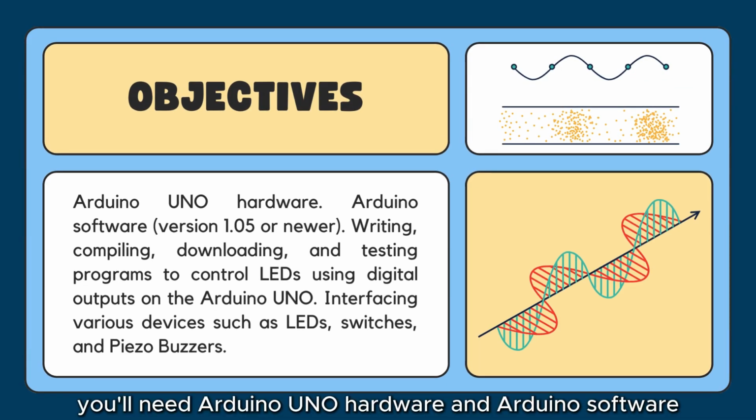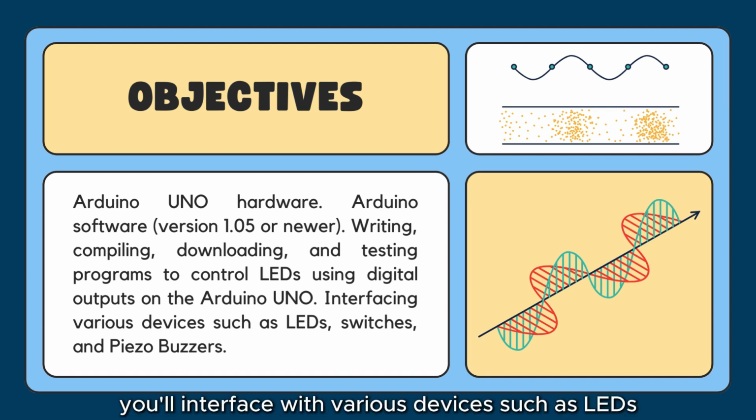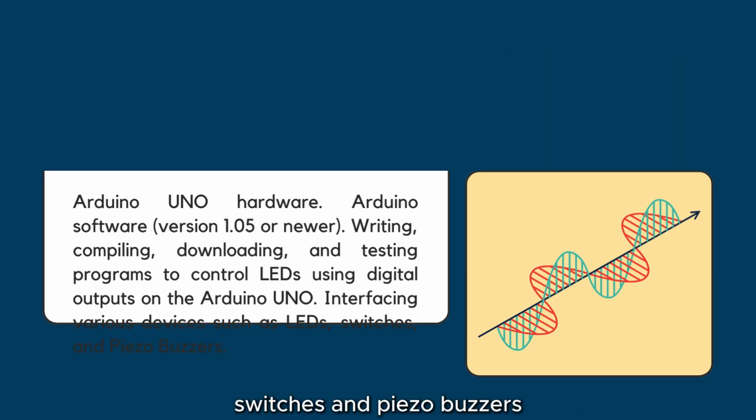Firstly, you'll need Arduino Uno hardware and Arduino software version 1.05 or newer. You'll engage in tasks such as writing, compiling, downloading, and testing programs to control LEDs using the digital outputs on the Arduino Uno. Additionally, you'll interface with various devices such as LEDs, switches, and piezo buzzers.